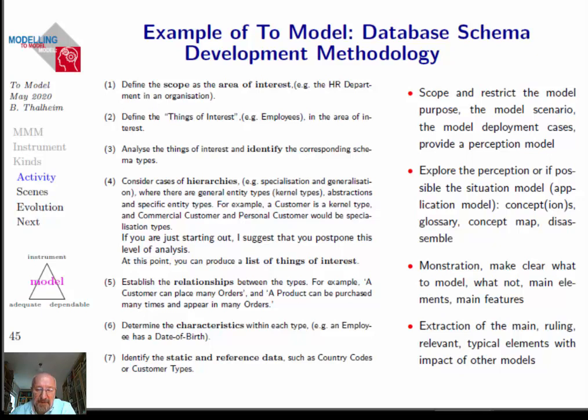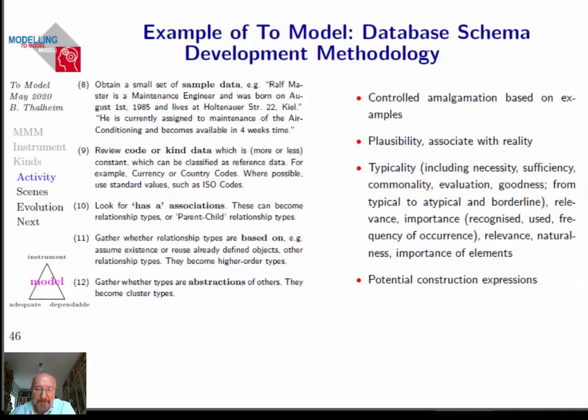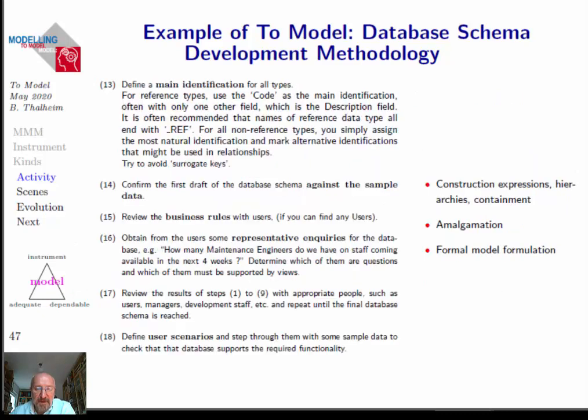We extract the main ruling and relevant typical parameters with impact of other models. Then we have some kind of controlled amalgamation. We have maybe some plausibility. We look for typicality. We look also for potential construction expressions. And finally we use some construction expressions, some amalgamation, some formal method or model formation and formulation. Okay, fine.